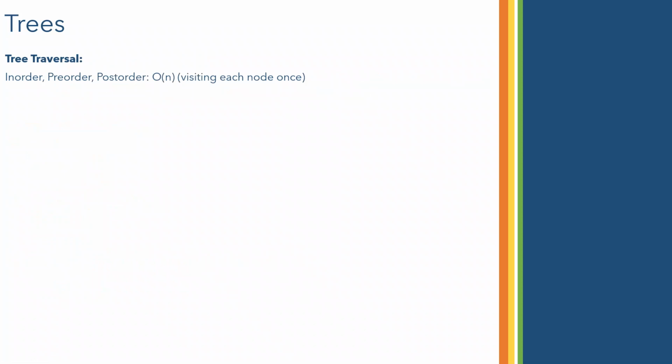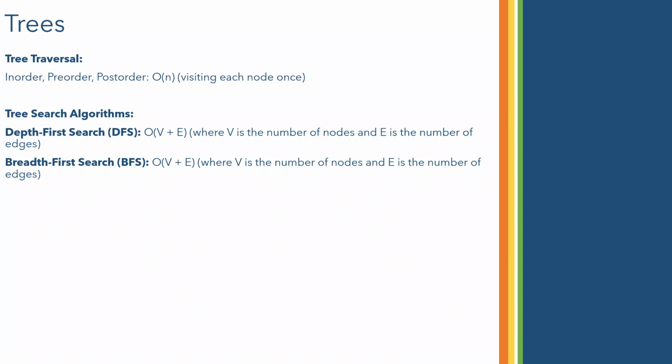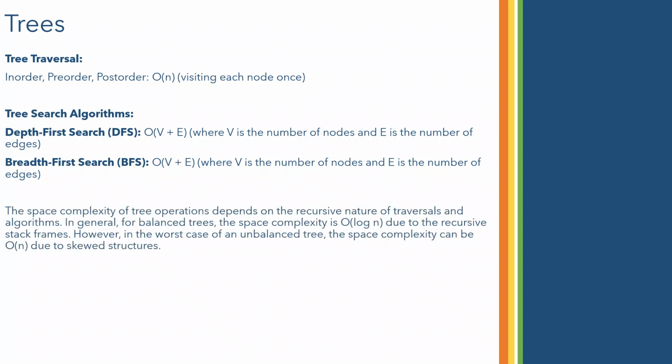Coming to tree traversal, in-order, pre-order, and post-order will take O(n), visiting each node once. And for the tree search algorithms, DFS will take O of the number of vertices plus edges. Similarly, BFS also takes O of the number of vertices plus edges.